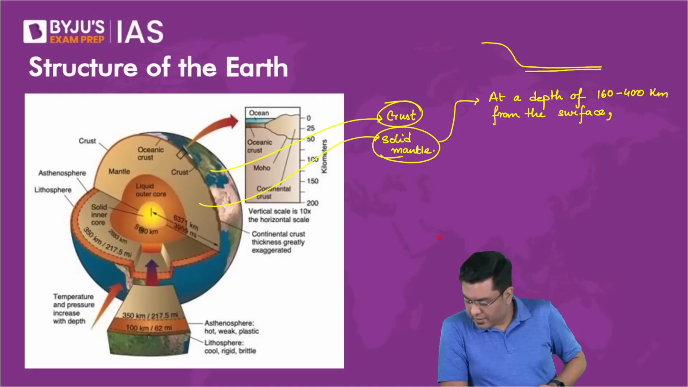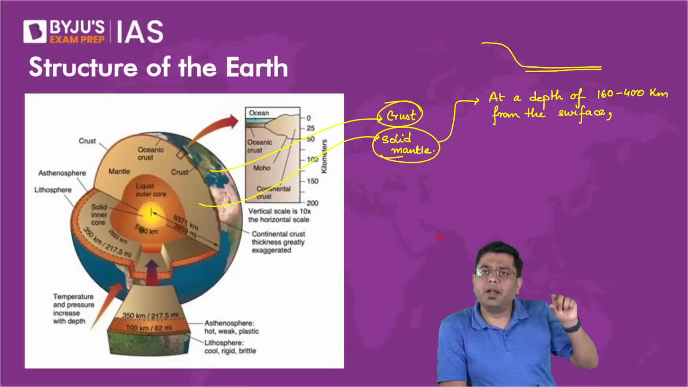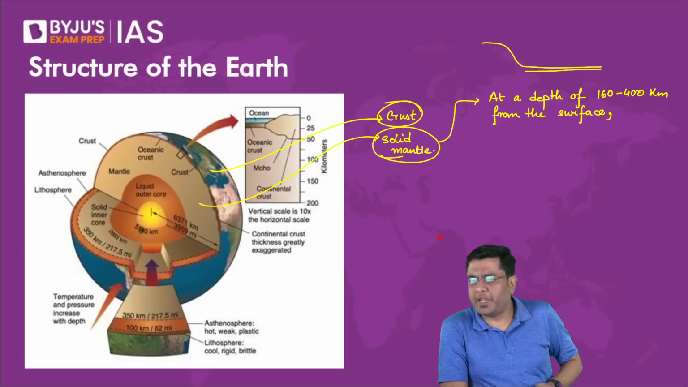How many kilometers is the crust from the surface? Yeah, we have close to around 35 to 50 kilometers of thickness. And then are we having any disadvantage of the outer core being in liquid? No.